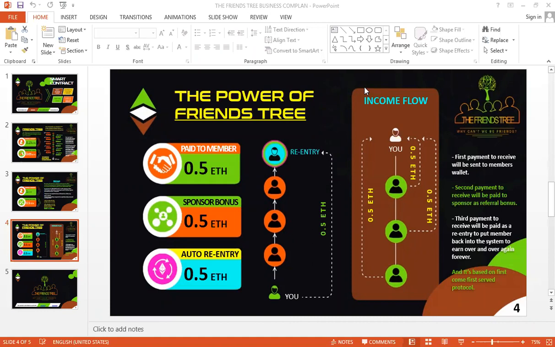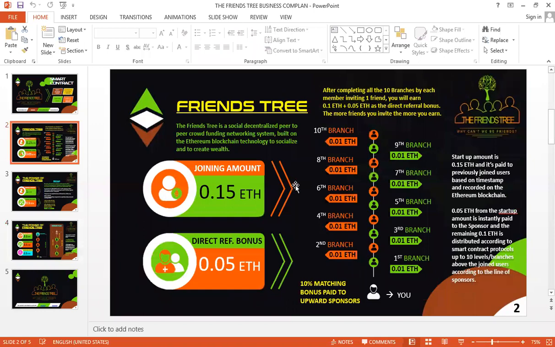Okay, thank you. And what about the registration, the process from the Friends Tree and the power of friends? Yes, the registration is 0.1 Ethereum. Once you register, you are placed in the Friends Tree network. As I explained, it's a unilevel structure whereby there is an individual team build. That is you and your downline. You have to work with your downline as an individual team build.